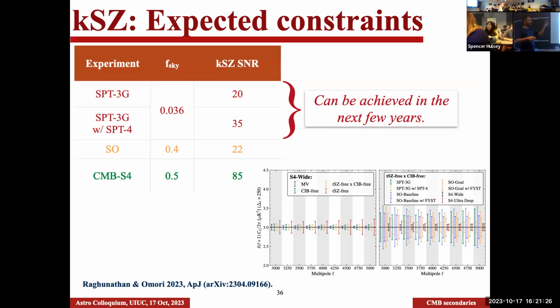And I should emphasize that this is not the best that we can do. This is a good signal to noise with very good foreground mitigation. If you have a better way of mitigating foregrounds, you can improve the signal to noise even more. But nevertheless, 20 sigma is not bad. It's great, and that can be achieved in the next few years.